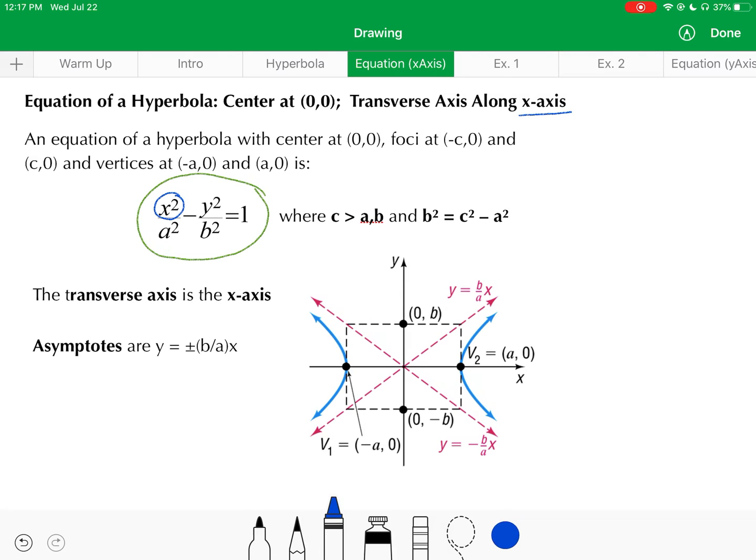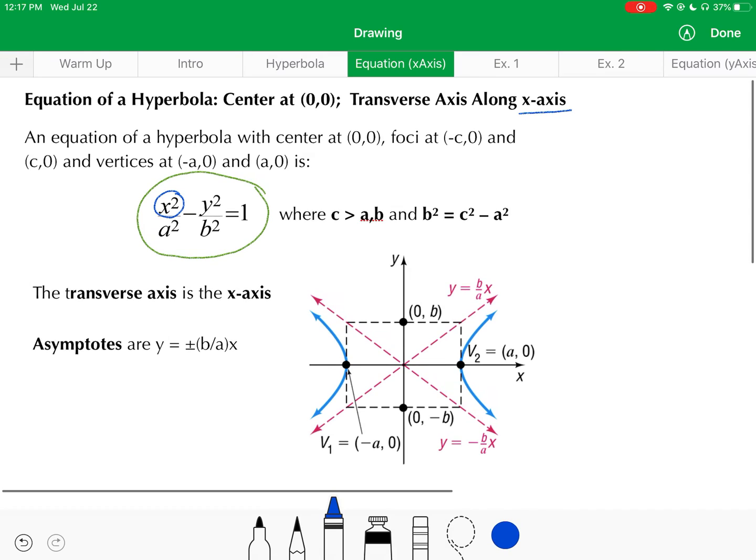Also notice C is going to lead me to my values for my coordinates for my foci, which is the same as it was for the ellipse. But since the foci are now further away from the center than the vertices and the co-vertices, we now have this property that says your C value is larger than A and B.